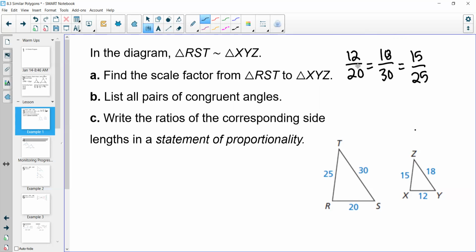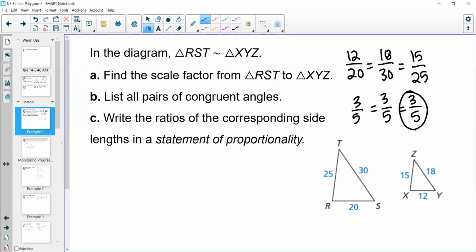And so what happens when we simplify 12 over 20? Well, a number that goes both into 12 and 20 is 4. And as we simplify that, we end up getting 3 over 5. 18 and 30 both have 6 in common, and that'll also give us a 3 over 5. And for 15 over 25, 15 and 25 have 5 in common, which will also give us a 3 over 5. So our scale factor here is going to be that 3 out of 5 because all of those simplify to it.